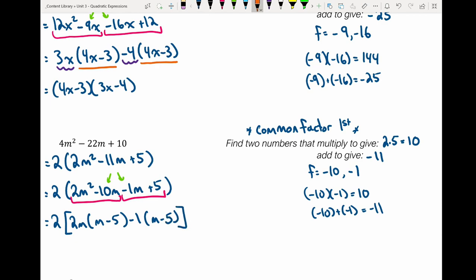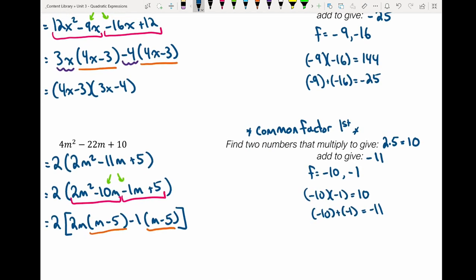And now I should see that inside this bracket I have a common bracket, which I can factor out. So I'm going to have m minus 5 as my one bracket, and my second bracket 2m minus 1, or essentially all the leftovers. And that is my factored form.